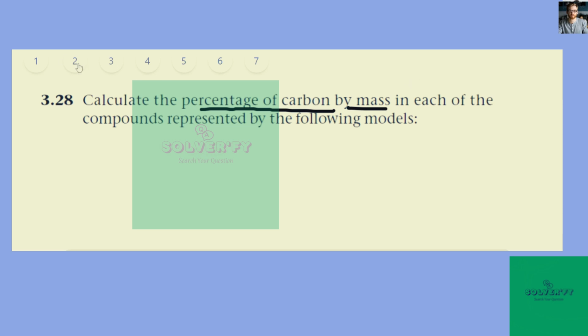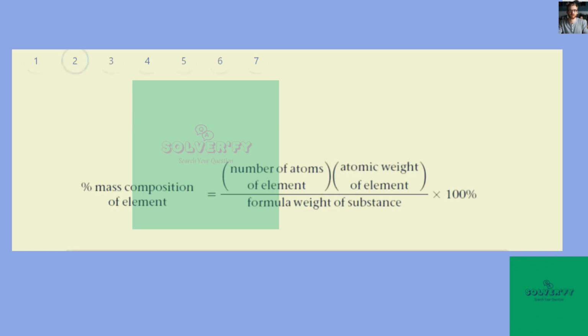First, you have to know the formula for finding the mass percentage of a specific element present in a compound. The mass percentage of an element is equal to the number of that element present in the compound times the atomic weight of that element, over the formula weight of that compound, times 100%.